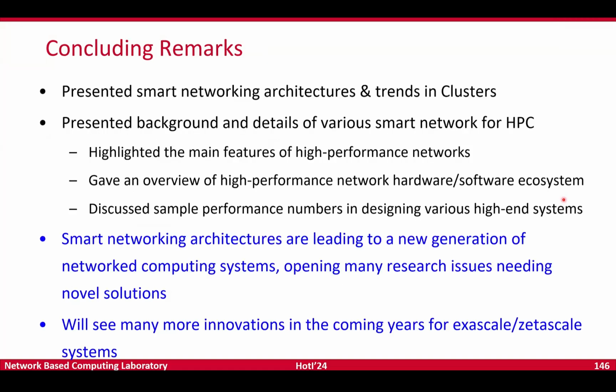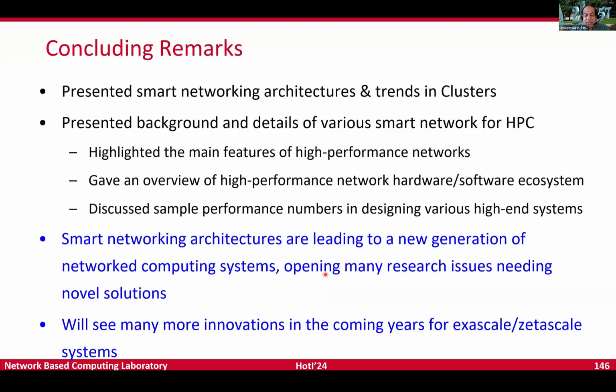Okay. So at a high level, we talked for a little bit more than 2.5 hours. We started with a very high level perspective, the objectives and goals of high performance networking. What is the requirement? We looked at the history, what has happened, and gradually we are seeing more and more intelligence coming to the adapters and to the switches. We also talked about some of the smart networking architectures and trends, highlighted the main features, gave an overview of the high performance network hardware and software ecosystems, and discussed some sample performance numbers.